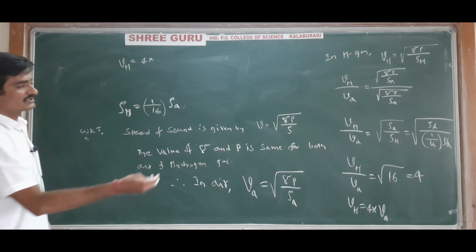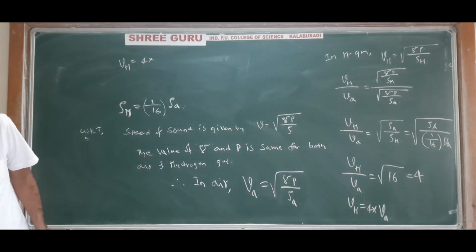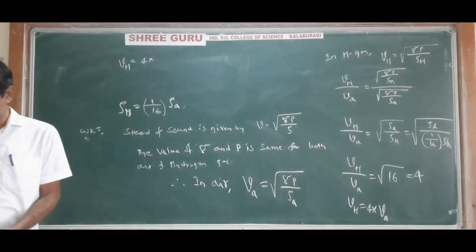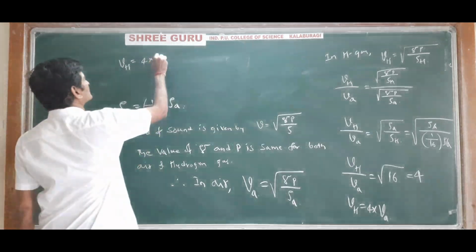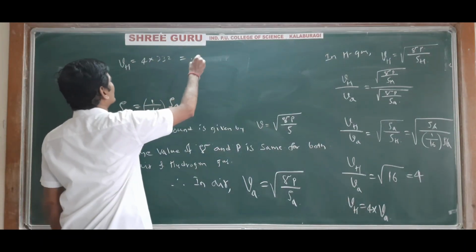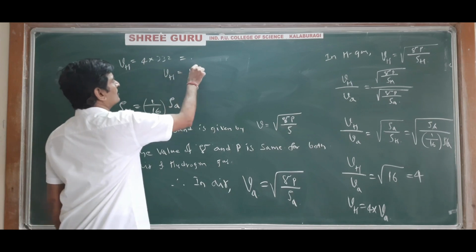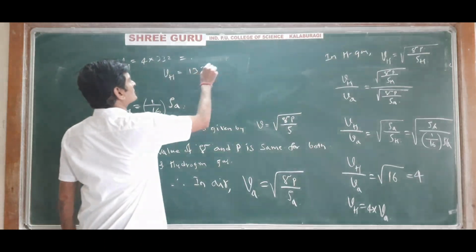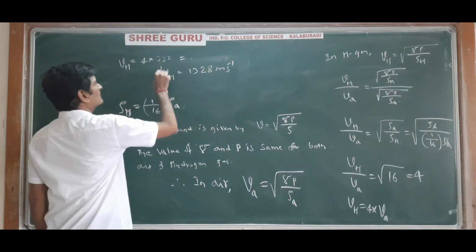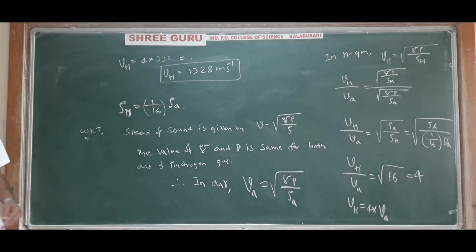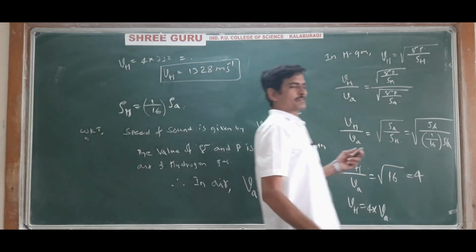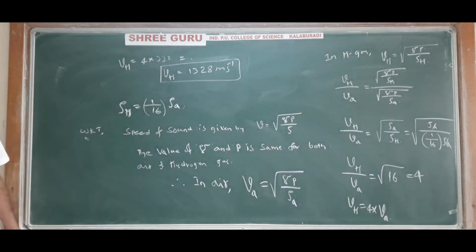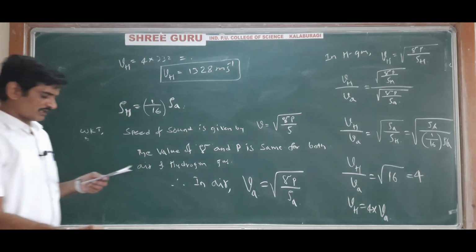Velocity of sound in air was how much? What's the value? Just now I remember, 332 maybe. Okay, 332. So on calculation you will get this value as 1328 meter per second. So the velocity of sound in hydrogen is 1328 meter per second. Okay, so this is the numerical. Understood? Okay. Write down the next numerical.